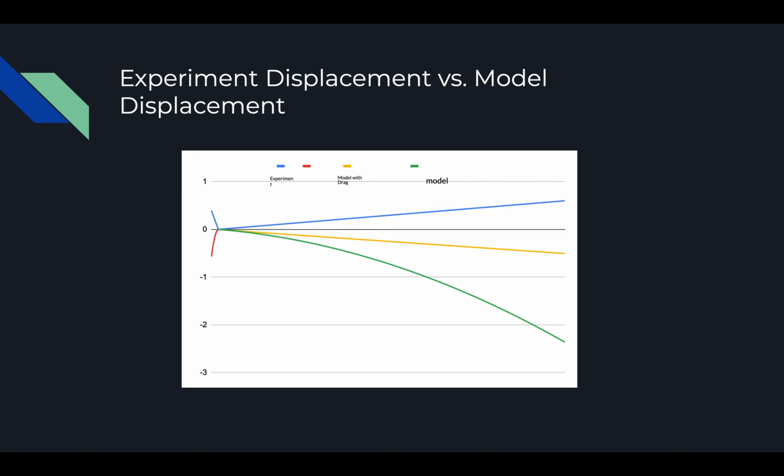And as for the second what if question, what if the object was initially thrown downwards? Well, it's going to have a higher terminal velocity due to that initial throw in the negative y direction.